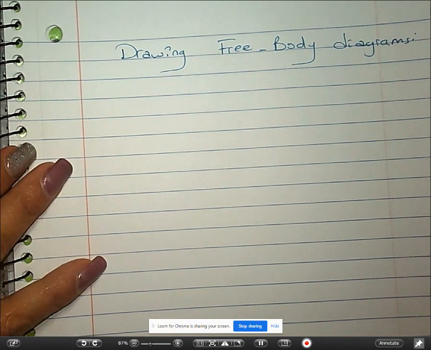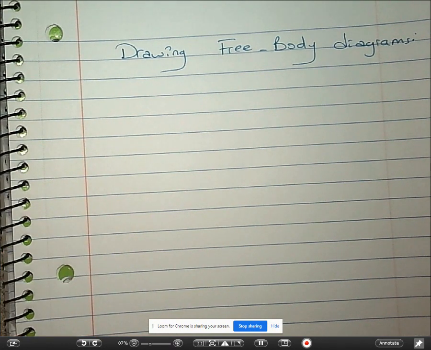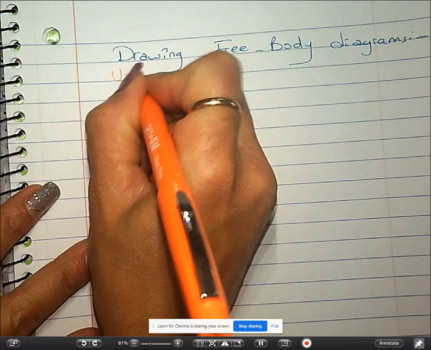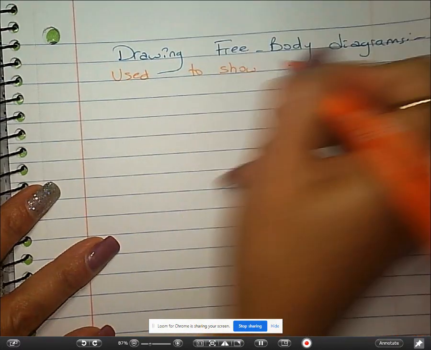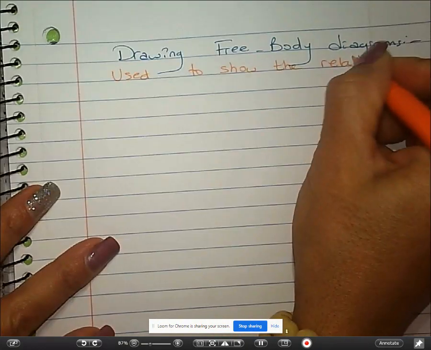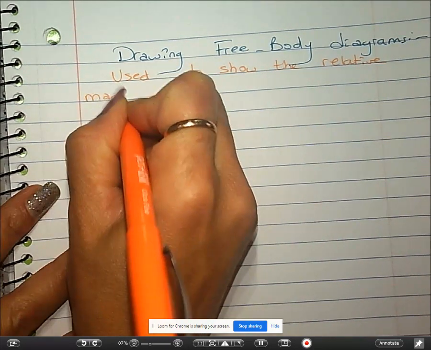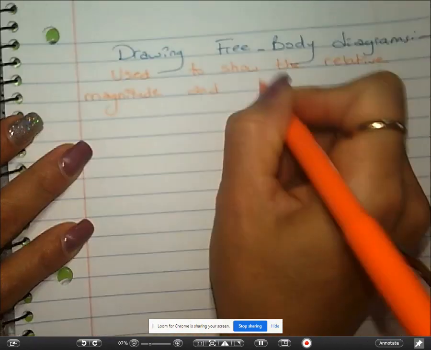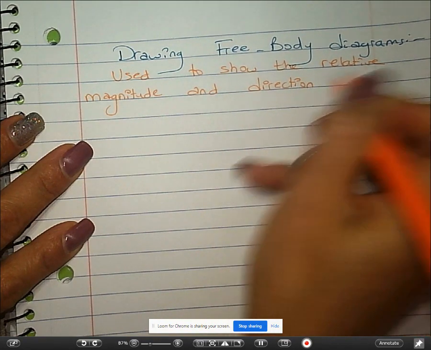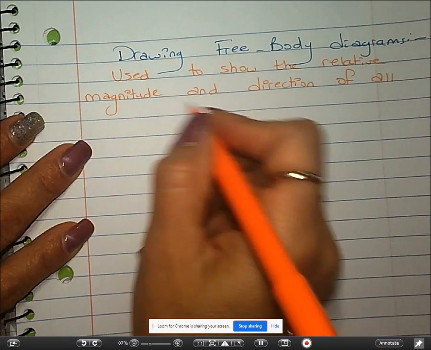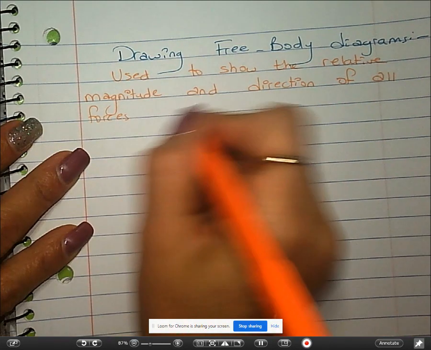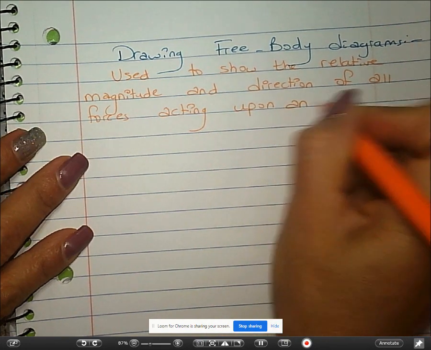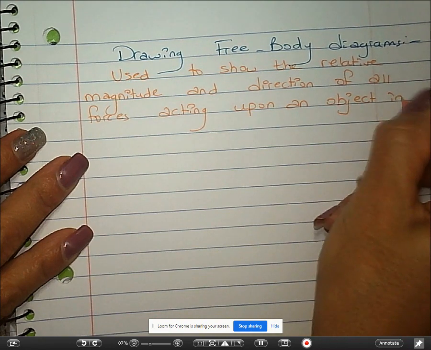Free body diagrams are used to show the relative magnitude and direction of all forces acting upon an object in a given situation.